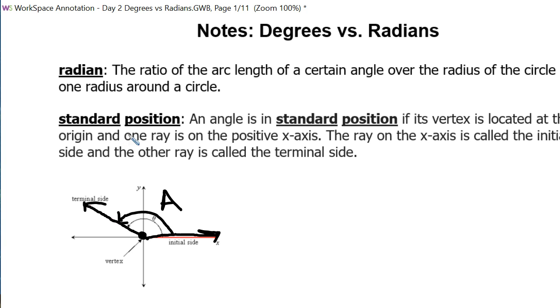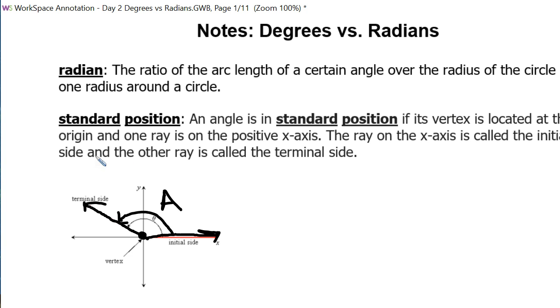Now, the new definition for today, coterminal angles. It says a pair of angles are coterminal if their terminal side is in the same spot. So looking at angle A, that's if I use positive rotation. If I use negative rotation, I would go clockwise.